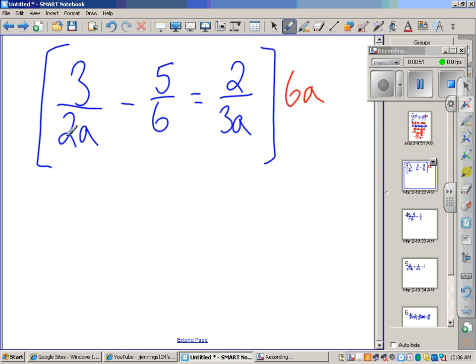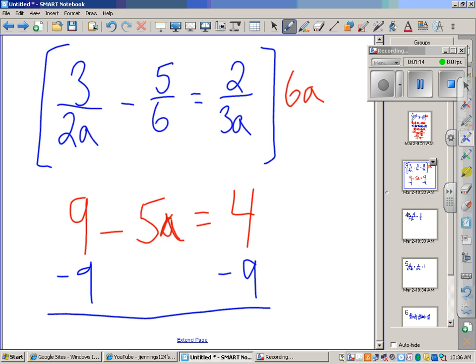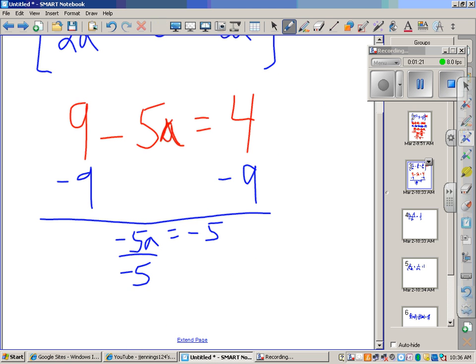6a divided by 2a is 3. 3 times 3 is going to be 9. 6a divided by 6 is a. 6a divided by 3a is 2. And now you can just solve this normally. You can subtract 9 from both sides, subtract 9. You get negative 5a equals negative 5. Divide both sides by negative 5. And you get a equals 1.